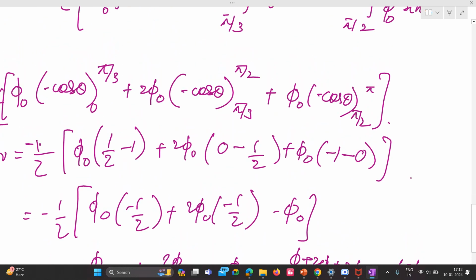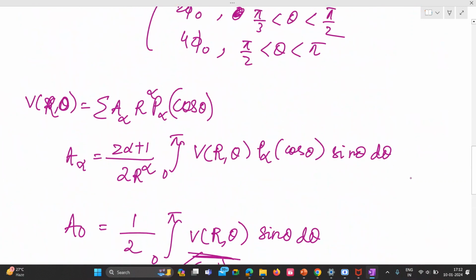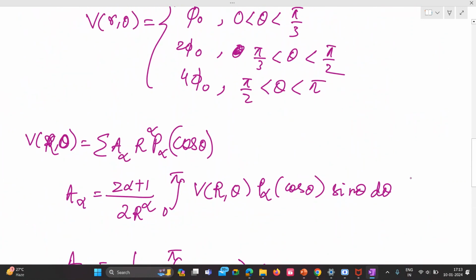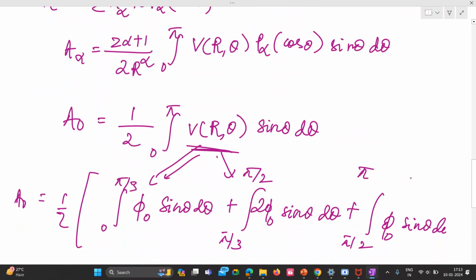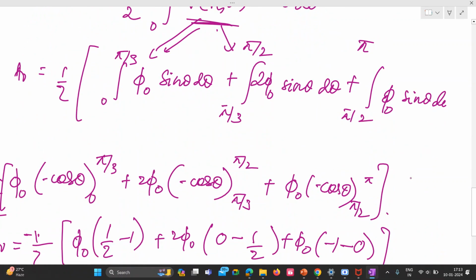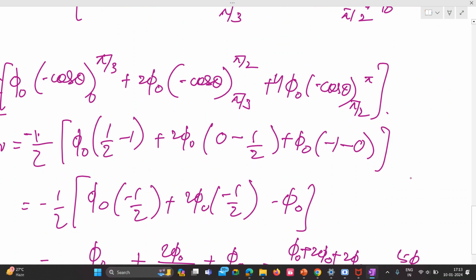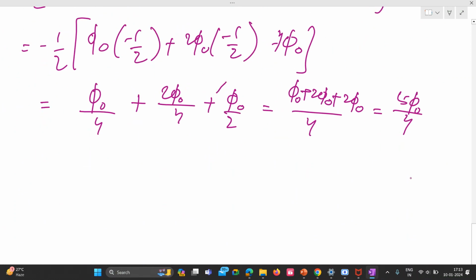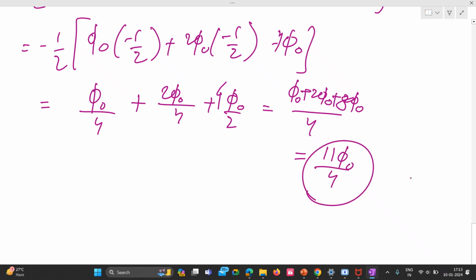Okay, this is 4 phi naught. Because see, this is 4 phi naught, right? Here, the limit. So this should be 4, 4. I made a mistake. See, simple mistakes can cost you a lot of things. So this is your 8 then. So this becomes 11 phi naught by 4. This should be your answer.